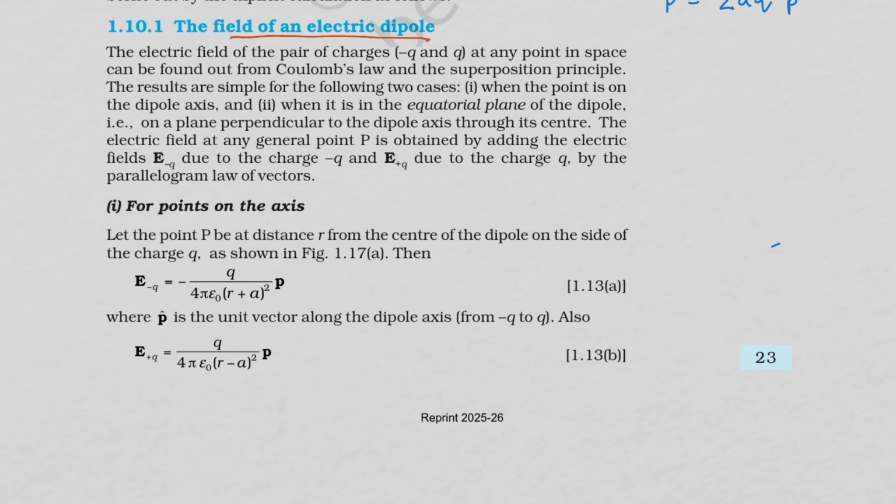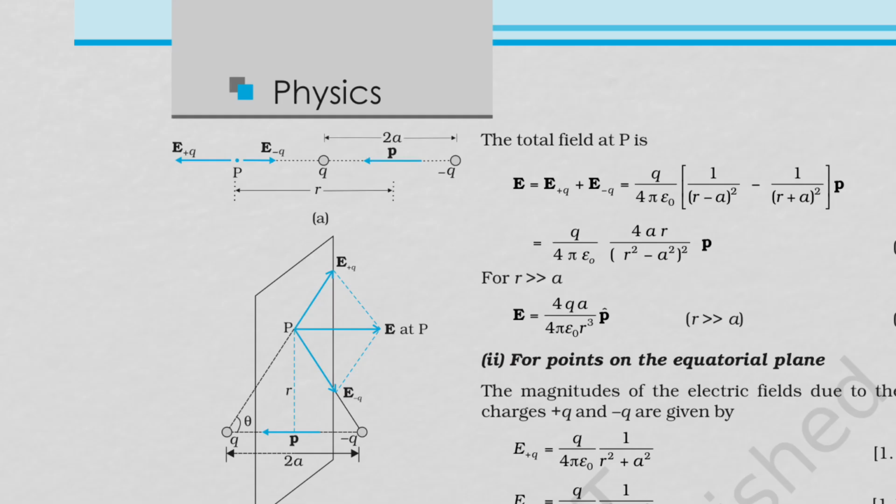So let us deal with these two possibilities, that we have to find the field of an electric dipole. One, at a point on the electric dipole axis, and the other on the equatorial plane of the dipole, anywhere in the equatorial plane of the dipole. Okay, one by one we will do it. First, on the axis, on the dipole axis. As you can see in figure A here, there are two charges, q and minus q, separated by a distance 2a.